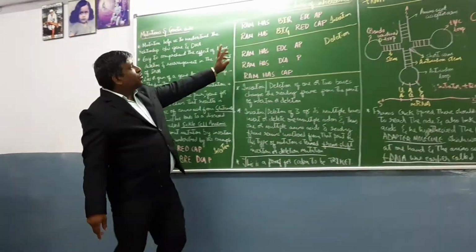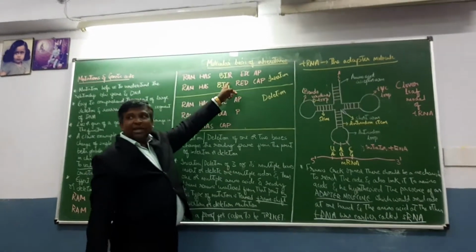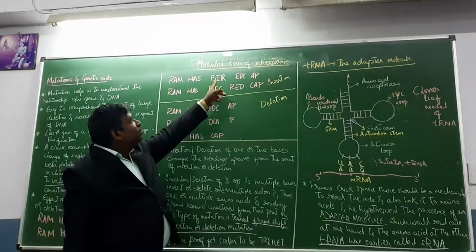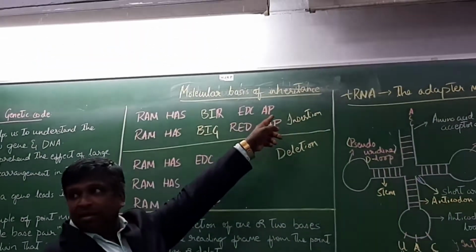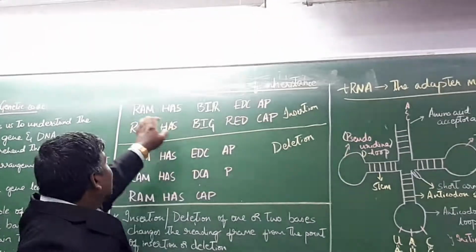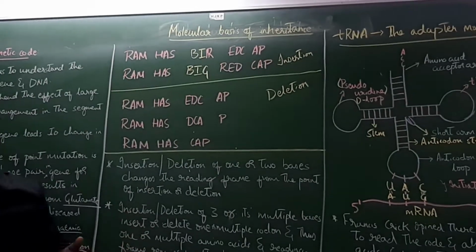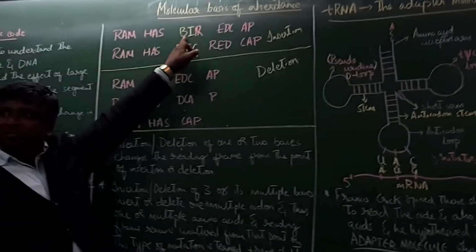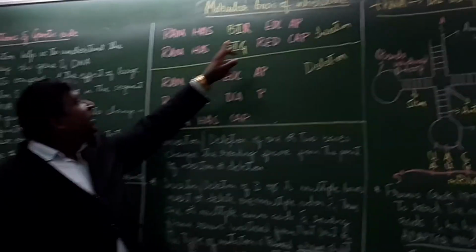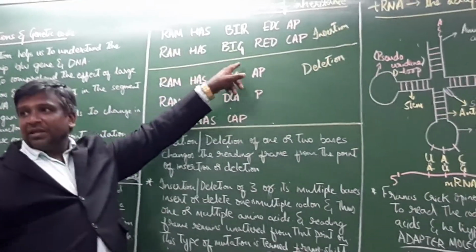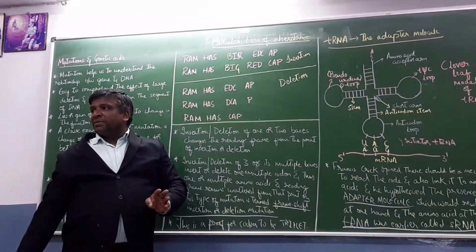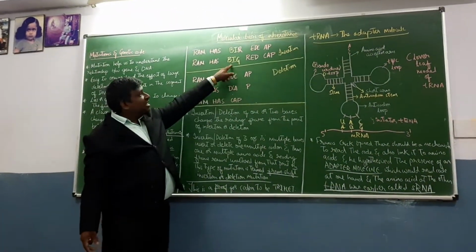Now there are 2 insertions, BI. The newly inserted ones are shown in yellow color. So BIR, now it leads to AP. So completely, Ram has BIR EDC AP. It's a completely different reading frame from this point onwards, from the point of insertion or from the point of deletion. Next, one codon, a triplet codon, has been inserted here.